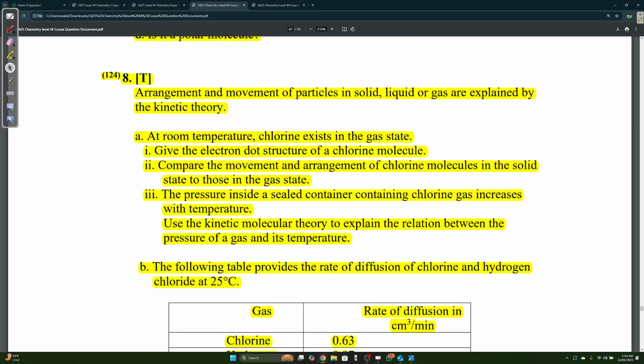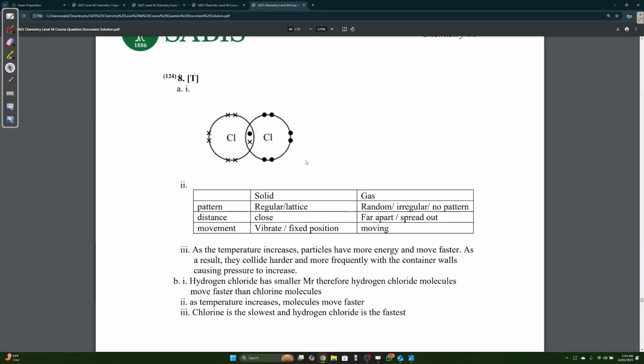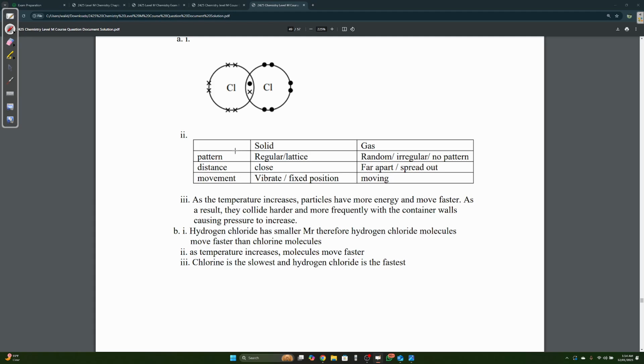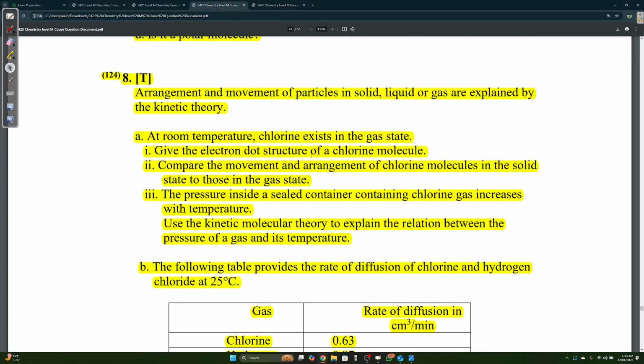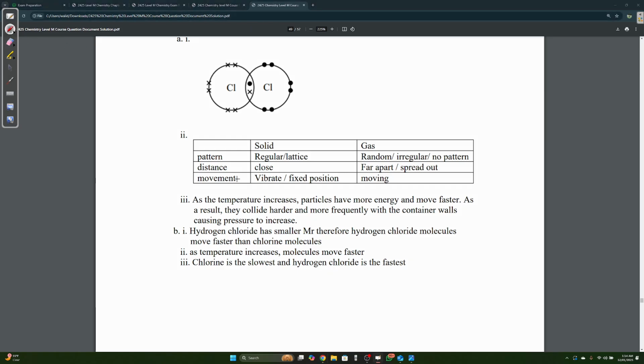Compare the movement and arrangement of chlorine molecules in the solid state to the gas state. Obviously, there will be very many differences. They said compare the movement and the arrangement. First, the movement in a solid phase, of course, is a fixed position. In a gas phase, it's moving. They said arrangement, in other words, you can see pattern. Obviously, in a solid, it's regular or crystal lattice. In gas form, it's random. You guys know the pattern of a gas, it's random. And then you could say arrangement is the pattern and the distance. In the solid, they're very close together. In gas, they're far apart, spread out.